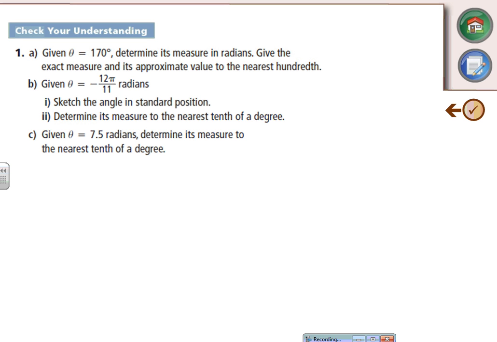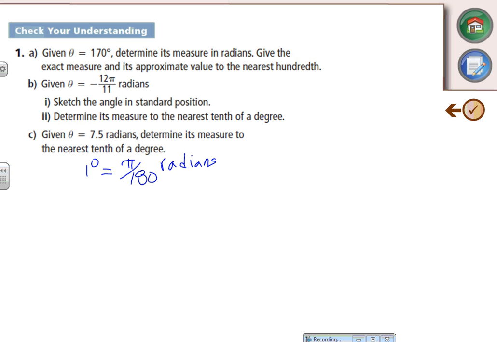Let's go through a process now. You've got 170 degrees. You've got to be able to convert it into radians. This is a must on your diploma exam. You've got to be able to convert back and forth very efficiently. We know that 1 degree is equal to pi over 180. And that will turn 1 degree into radians.